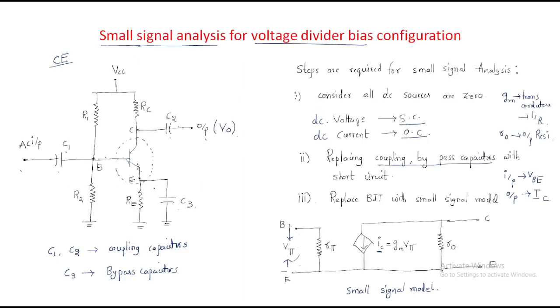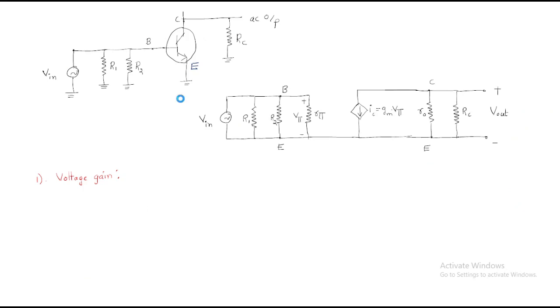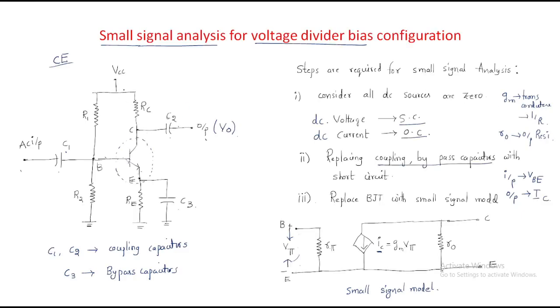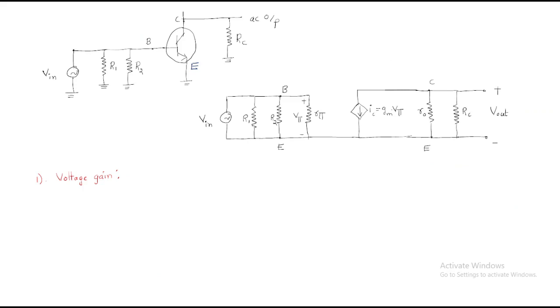If you look here, the capacitor is short circuited. Whenever the capacitor is short circuited, the resistor is automatically short circuited too. So RE will be directly grounded. And what about the capacitor here? Here the capacitor is connected to ground and it will be connected to the output. So I will connect RC as well as the output. Now this is the modified small signal analysis of the BJT. Whenever a small signal is applied, it will be valid.